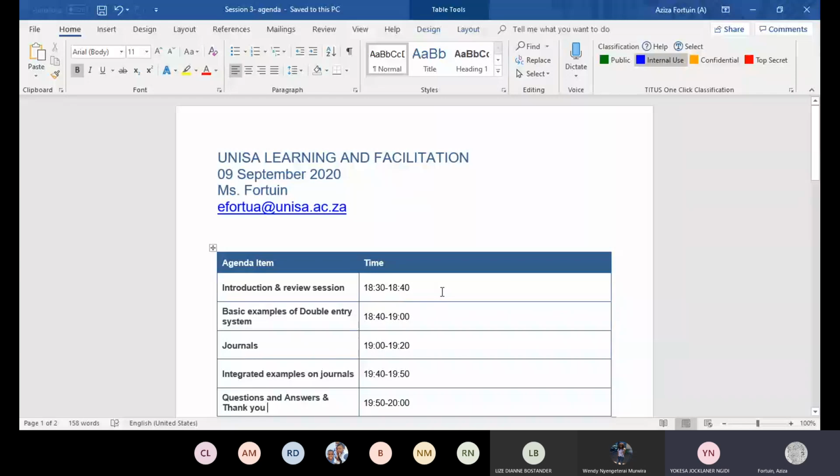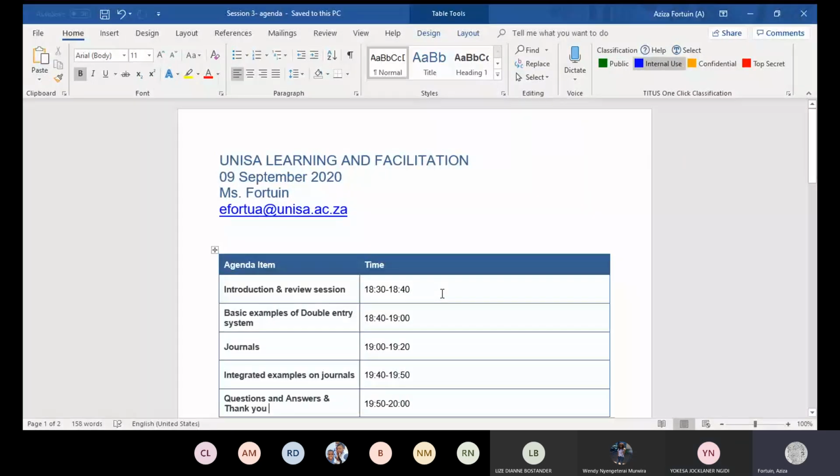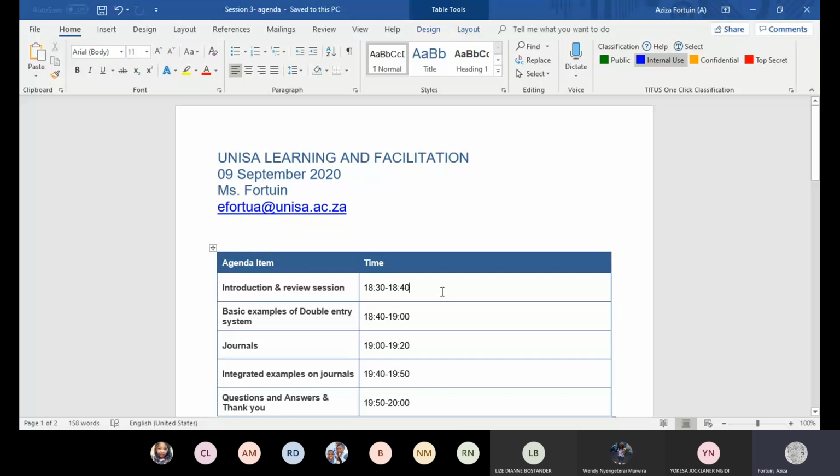Okay, so today it's basically an introduction and review. I just want to know how you are, where you're at, your challenges. And then we decided today that we will do the basic accounting equation and show you how to do the journal so that you're not going to fail. And then I will do some integrated examples of how the journals actually work.